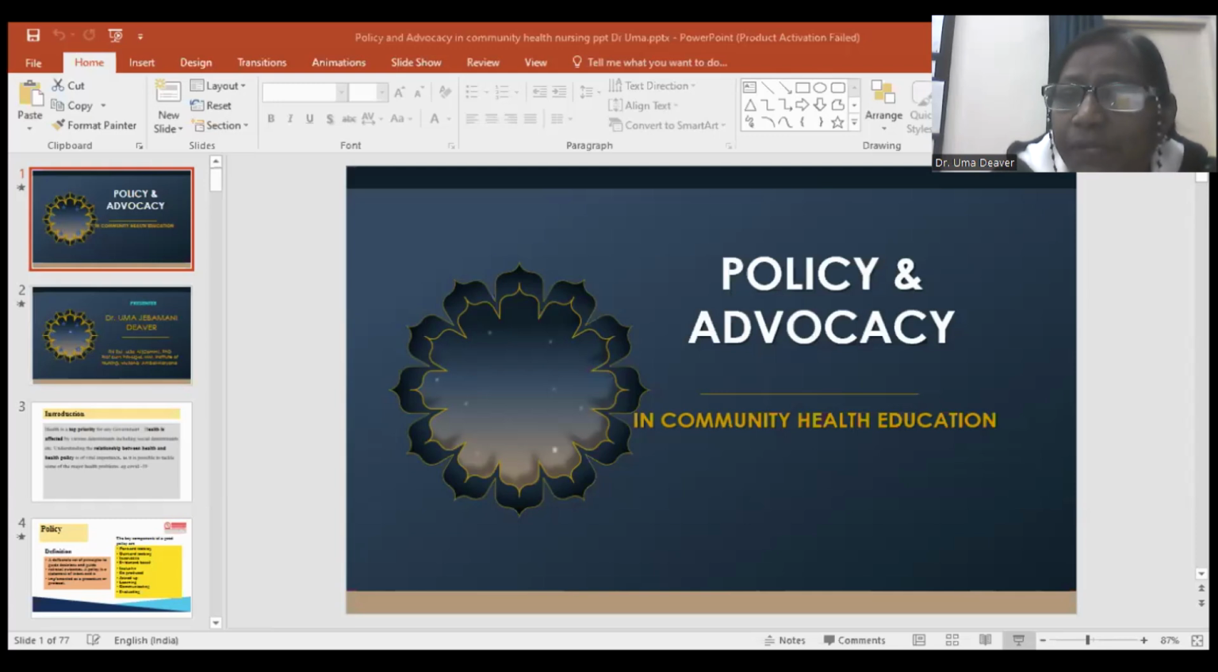So the key components of a good policy is that it should be forward looking, it should guide you. So it should be forward looking, it should be outward looking. That means it should not only guide you to be inside the institution.